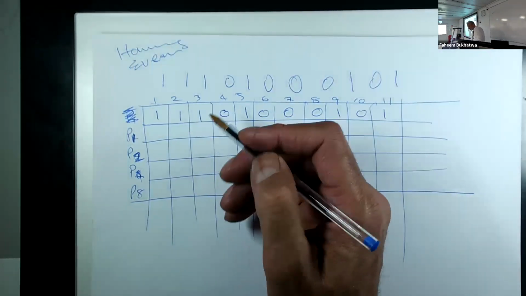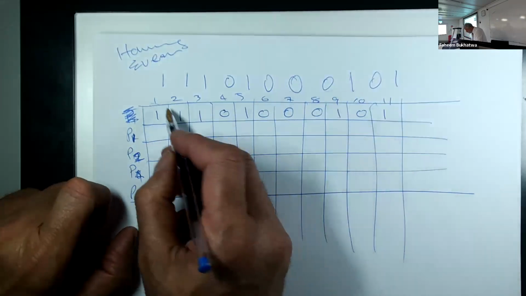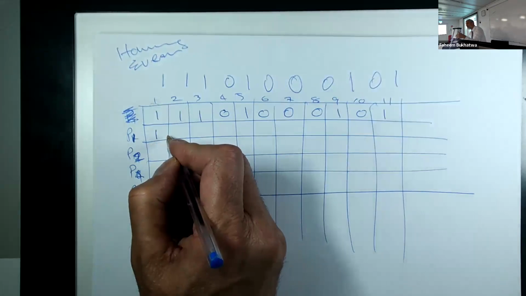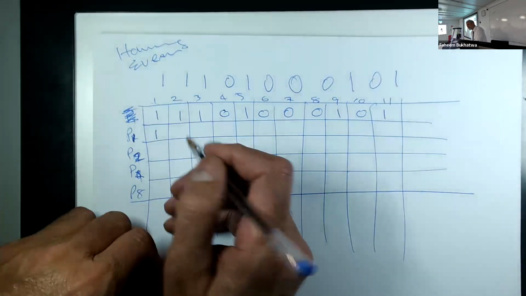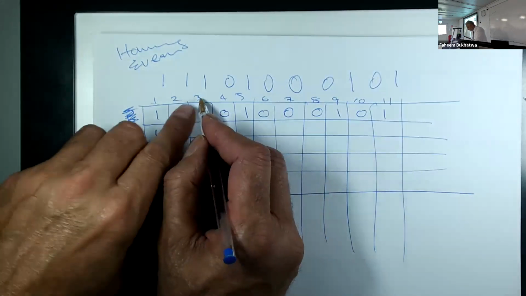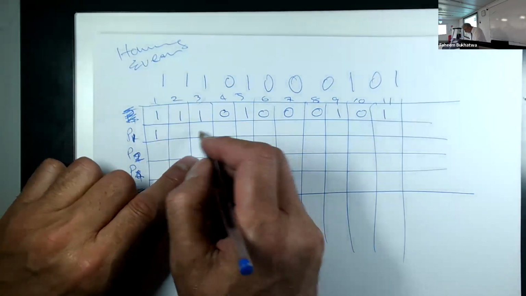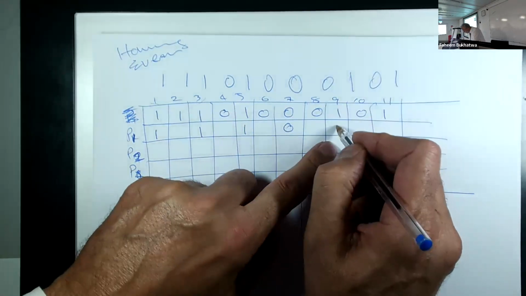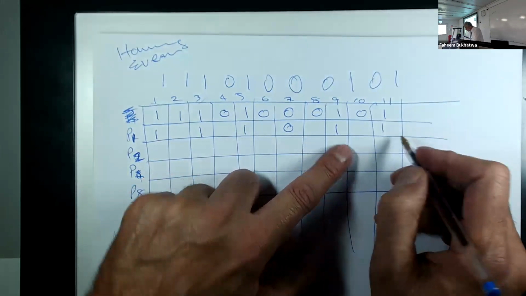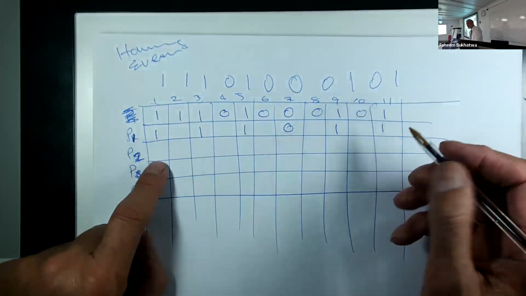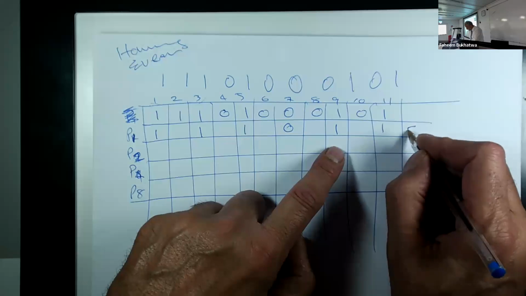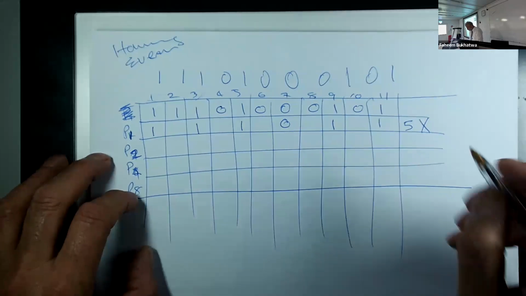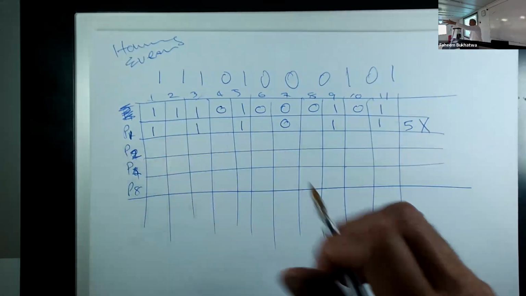Okay, parity 1. Which column should I go for? What's the next one? Just give me the column order: 3, 5, 7, 9, 11. Good. How many bits are now in this group? 5. Is that good? No. There's an error in parity 1. Right. Let's go for number 2.